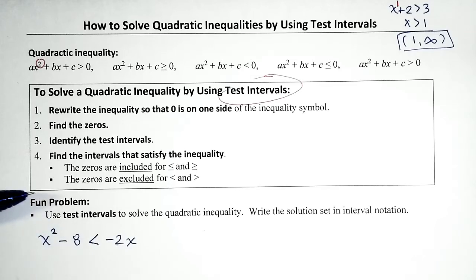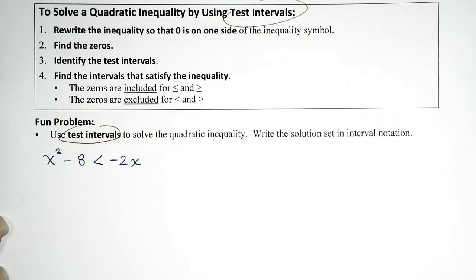The directions read: use test intervals to solve the quadratic inequality, and then write the solution set in interval notation. Bear in mind that we are not given the green light to solve this however we like. We have to solve by using test intervals. So it's test intervals or bust.